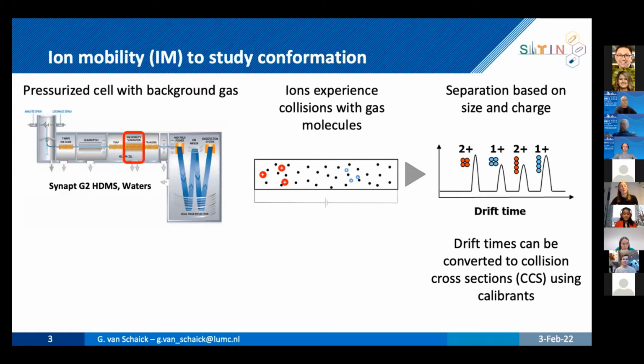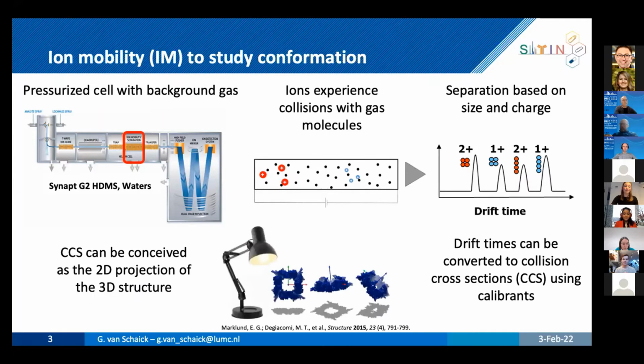So if you have a more open conformation, you will spend more time in the drift tube, or in the ion mobility cell, and then you will have a larger drift time. Compared to that, more closed conformations will have a shorter drift time. By the use of different calibrants, we can convert these drift times into collision cross-sections, which can tell you something about the shape of your protein. So it's like shining a lamp on a protein and you see the shadow below. This is a 2D projection of the 3D structure of our protein.